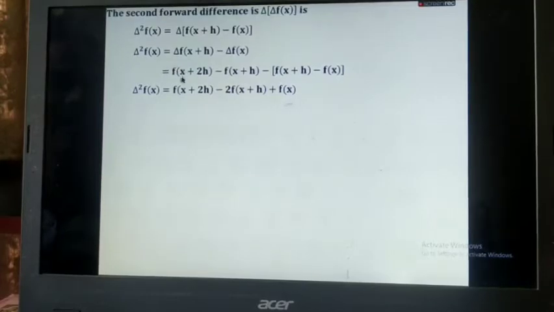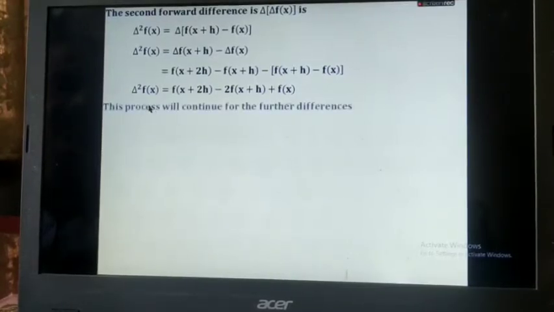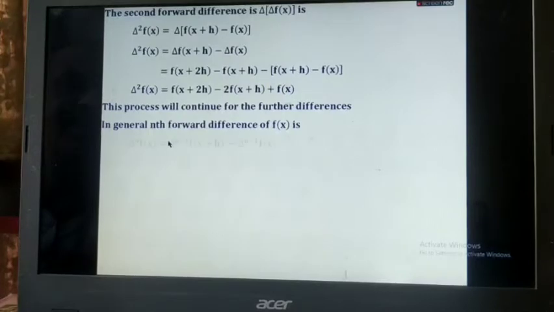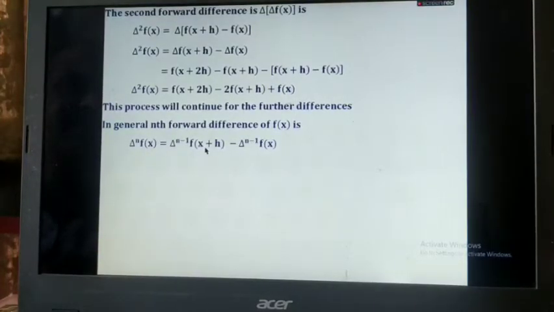So we have delta square f of x. Only one term is f of x plus 2h, and there are minus 2 times f of x plus h, and plus f of x. So this is delta square f of x. This process will continue for the further differences: third, fourth, fifth, and so on. In general, the nth forward difference is obtained by delta raised to n f of x, meaning delta raised to n minus 1 f of x plus h minus delta raised to n minus 1 f of x.